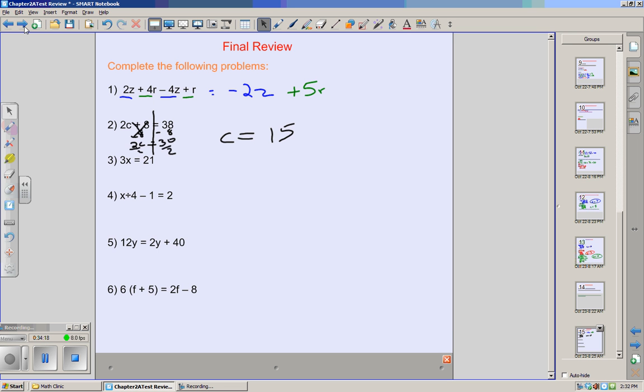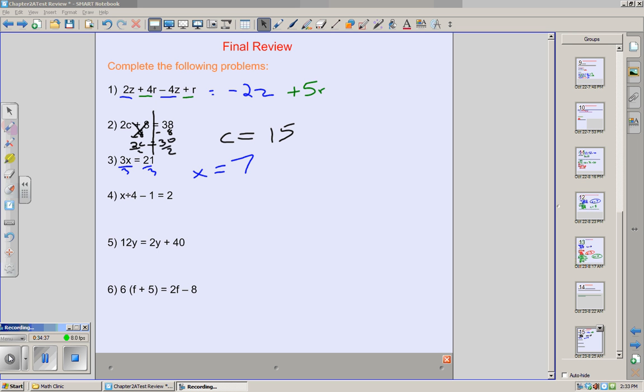Number 3, I tried to trip you up here. Number 3 is actually just one-step algebra. So I have 3x equals 21. The 3 and the x are multiplying. The opposite of multiply is divide. Divide by 3. Divide by 3. X equals 7.